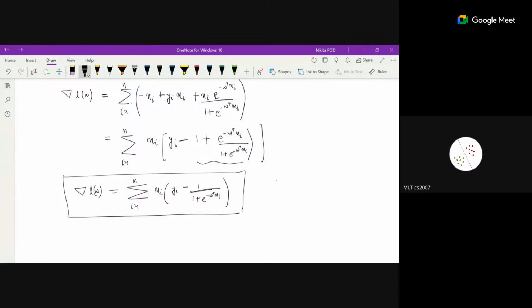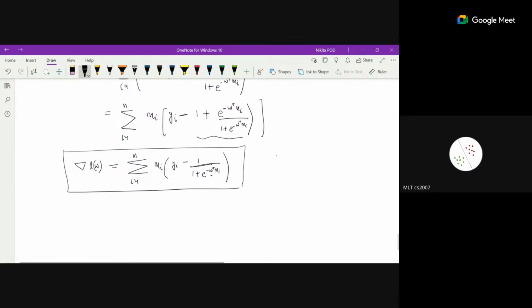Now, what we have to do is set it to 0 and find this W. But if we try to do it, we are not going to get a very nice closed form expression when we try to solve for W. So to deal with this, since with MLE we are not able to get to closed forms, we can use some optimization technique. The optimization technique that we will use for this case is the gradient ascent algorithm.